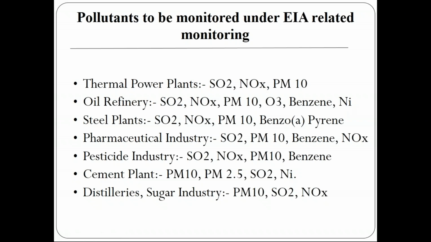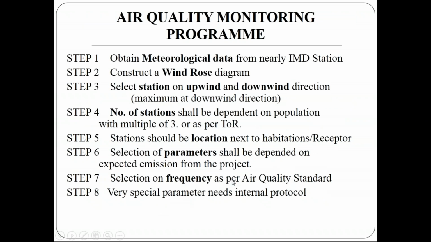Four regular parameters: PM, SOx, NOx. PM is PM10 and PM2.5. In the case of a steel plant, apart from these regular parameters, benzopyrene is required. Pharmaceutical, of course, VOC and benzene are also required. Pesticide, again, benzene and VOC are required. Cement plant, nickel is required apart from the regular. And distillery, sugar, these are the regular, only PM, SOx, NOx.